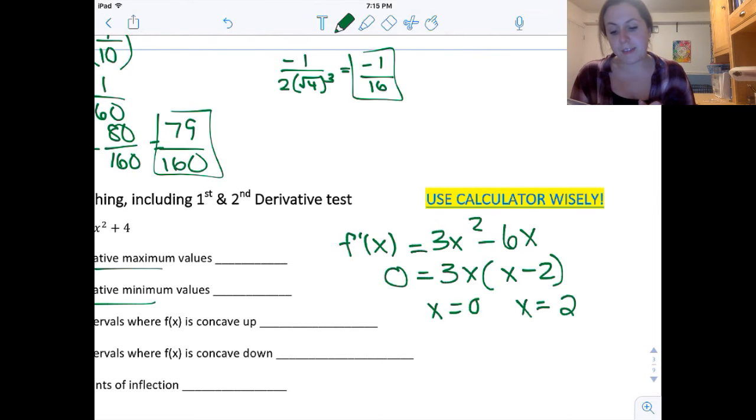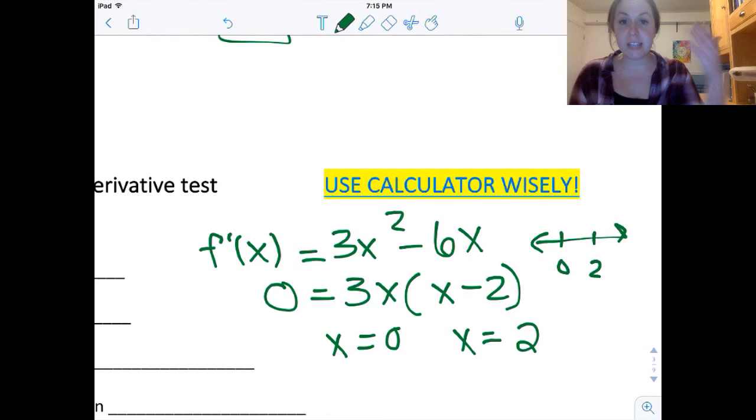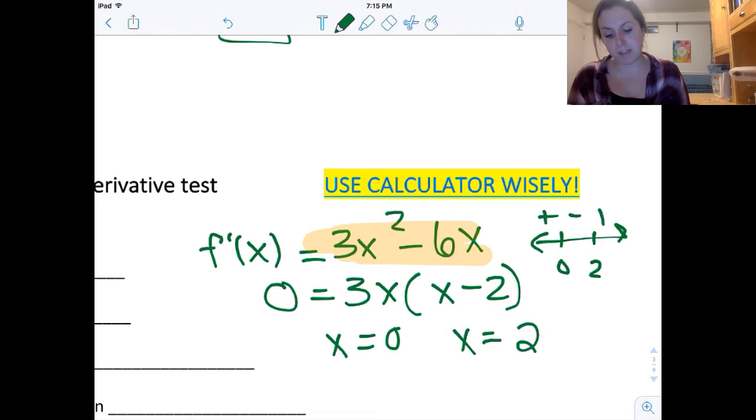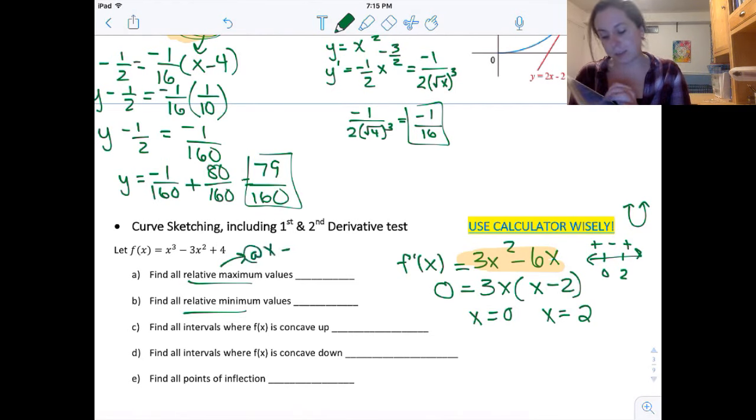And then I need to make a sign chart for this. So I'm going to make my sign chart 0, 2. You can go through and test values, but I would look at this and say, this is a positive quadratic. So it is going to be positive, negative, positive, because think about your end behavior, right? It's going up like that. So knowing that, there is a relative max whenever our slope goes from positive to negative. So this is at x equals 0, and there's a relative min at x equals 2.